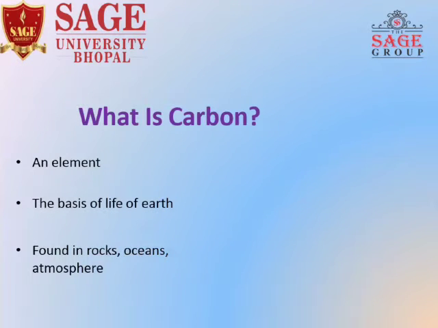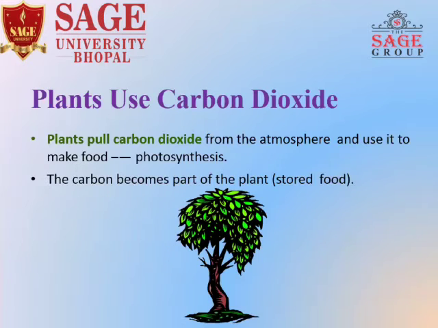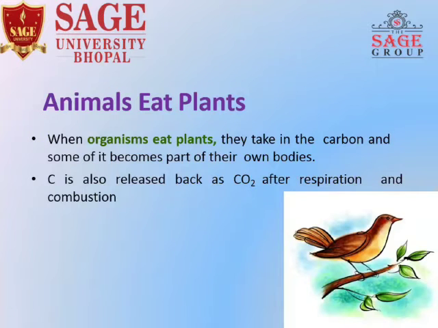First of all, what is carbon? We know what is carbon. Carbon is an element, the basis of life on Earth. And where is carbon found? Carbon is found in rock, ocean, and atmosphere. Plants pull carbon dioxide from the atmosphere and use this carbon dioxide for preparing food with the help of the photosynthesis process. So plants absorb carbon in their internal portions as food.